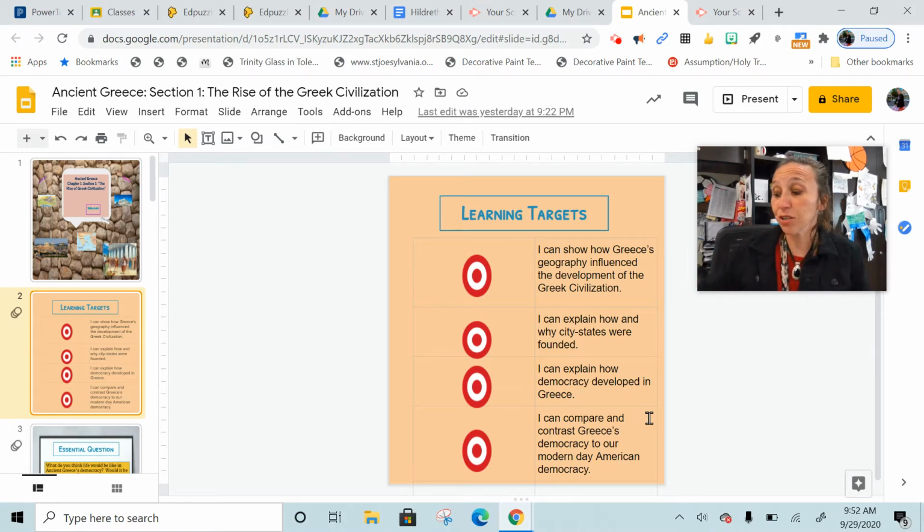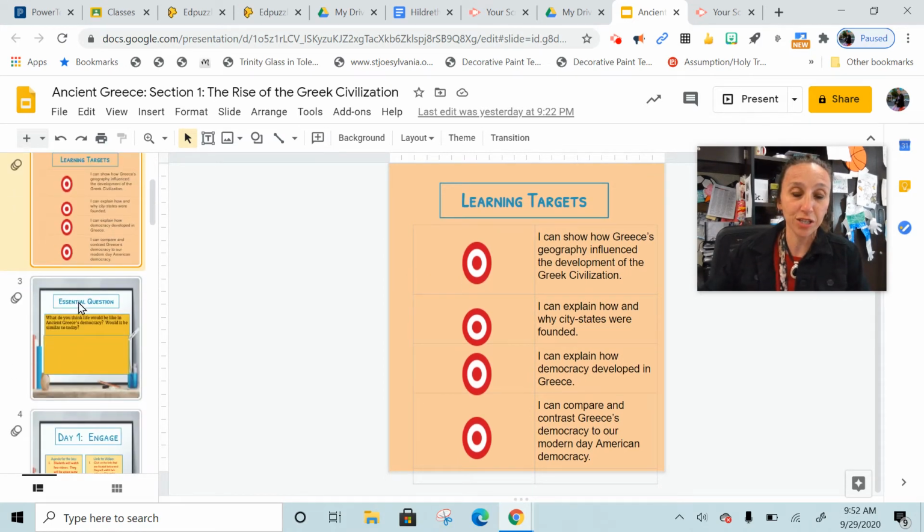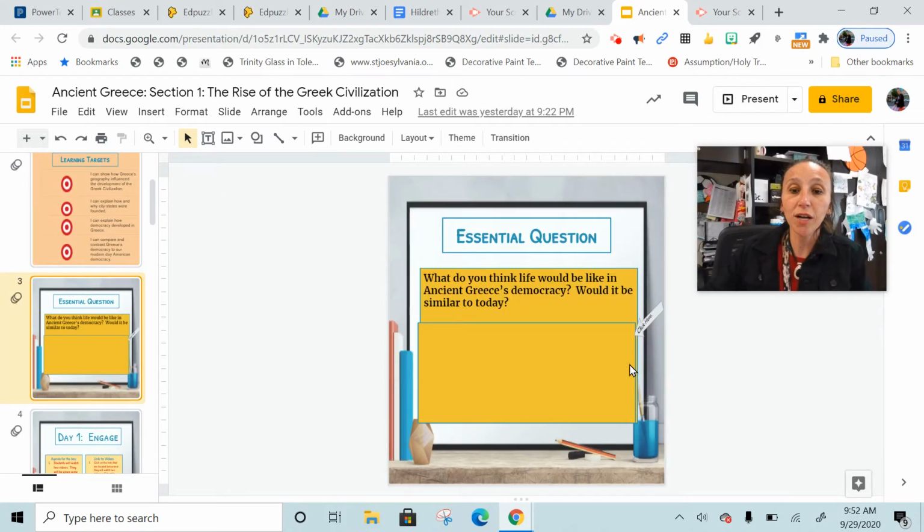So those are our learning targets. Now we're going to move on to our essential question, like always. So our essential question, what do you think life would be like in ancient Greece's democracy? Okay, so think about what you read in Newsela last week in our article. Think about your vocab words. Use those as your background information. Would it be similar to today? There's no right or wrong answer. It's a prediction. You're taking a guess, right?